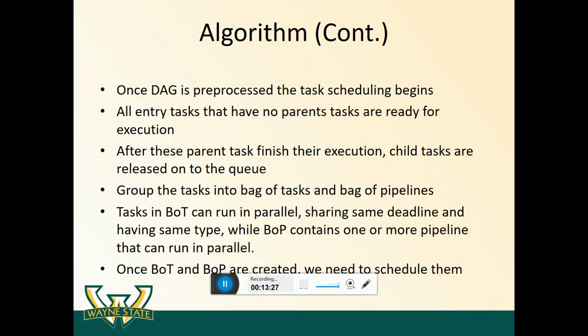Tasks are grouped into bag of tasks and bag of pipelines. A bag of tasks is one or more tasks that can run in parallel and have the same deadline. A bag of pipelines is one or more pipelines that can run in parallel. Tasks in a BOT can run in parallel, sharing the same deadline and having the same type, while a BOP contains one or more pipelines that can run in parallel. Once BOP and BOT are created, we need to schedule them.